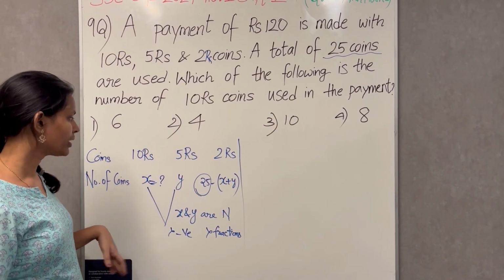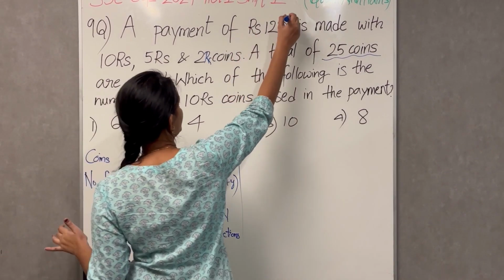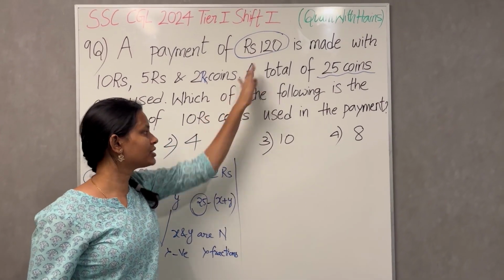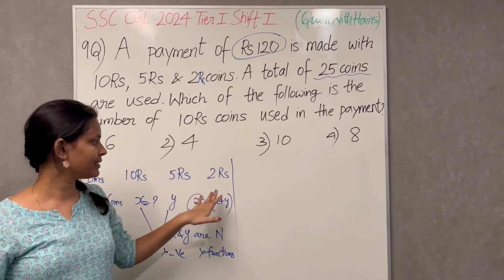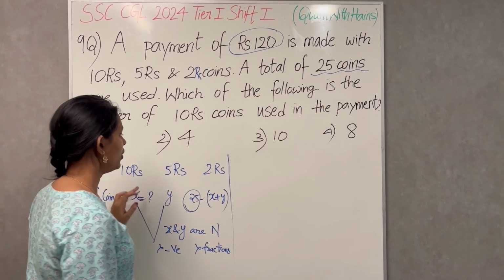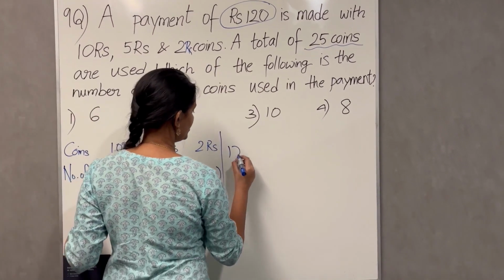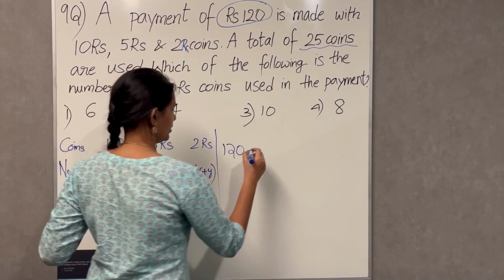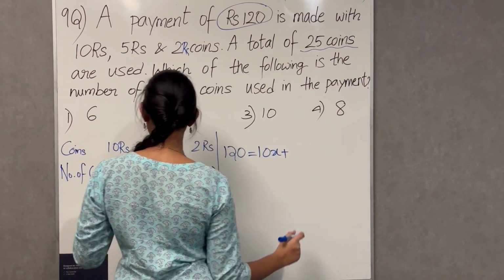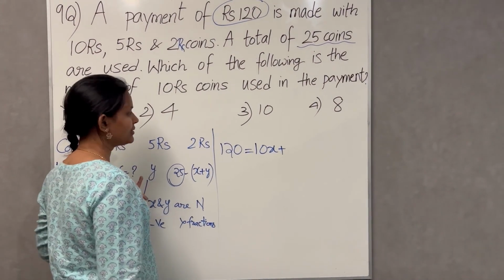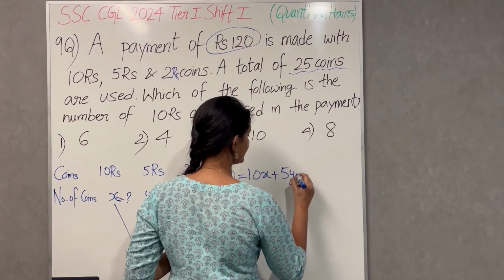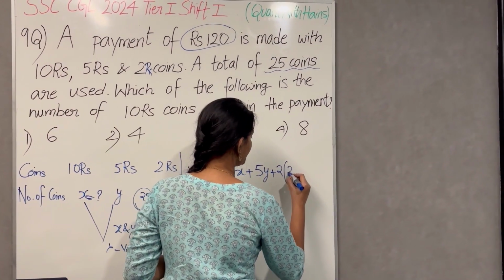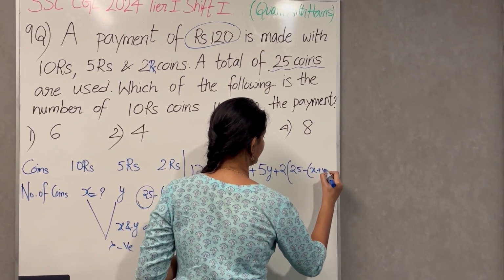We need to find out. So the total sum is 120 rupees. He has an amount of 120 rupees, of which 10 rupees coins, 5 rupees coins and 2 rupees coins are there. So how do we equate 120 rupees? 120 rupees equals 10 rupees into X, that is 10X, plus 5 rupees into Y coins, means he has 5Y rupees, plus 2 rupees into this much, 2 into (25 minus X plus Y).